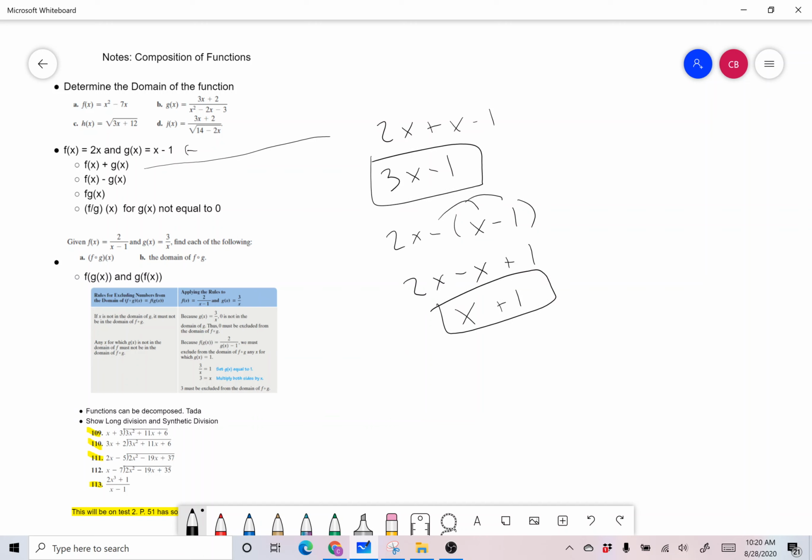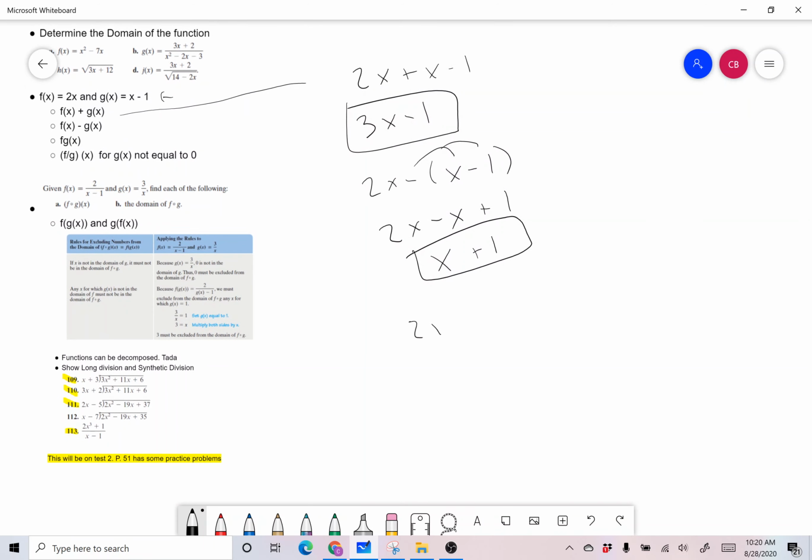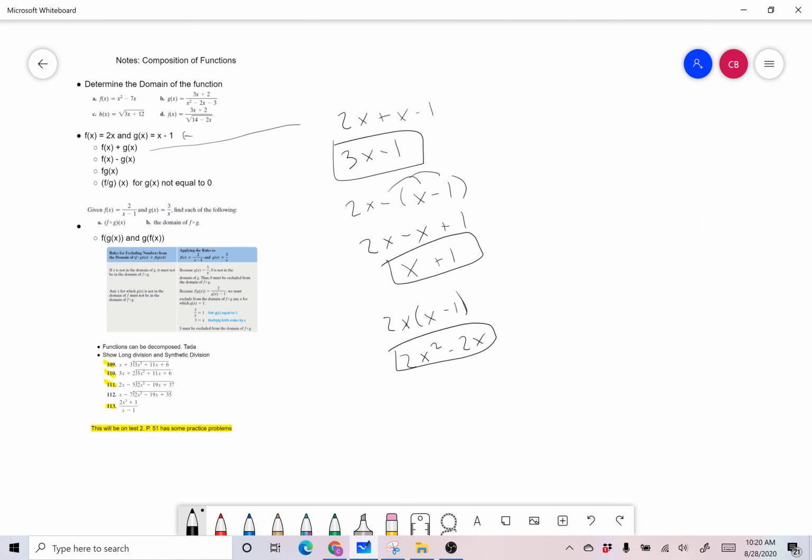Okay, so we just have to keep track. We have f times g of x, so we have 2x times (x minus 1). That's going to be 2x squared minus 2x. And f divided by g of x, for g of x not equal to 0, because you can't divide by 0. So that's going to be 2x over x minus 1, and x is not equal to 1. That's the only restriction, because if it's 1, that's dividing by 0. Okay, so that's pretty straightforward, I hope.